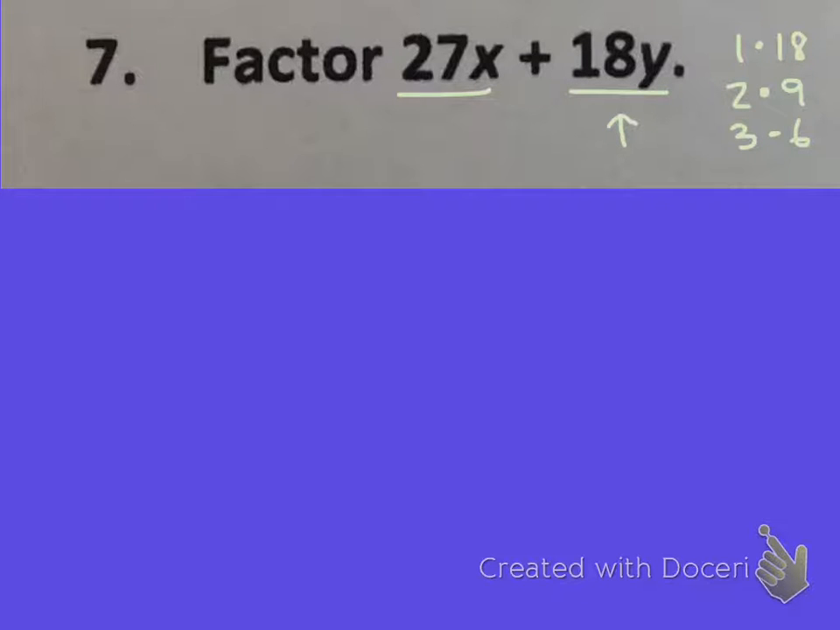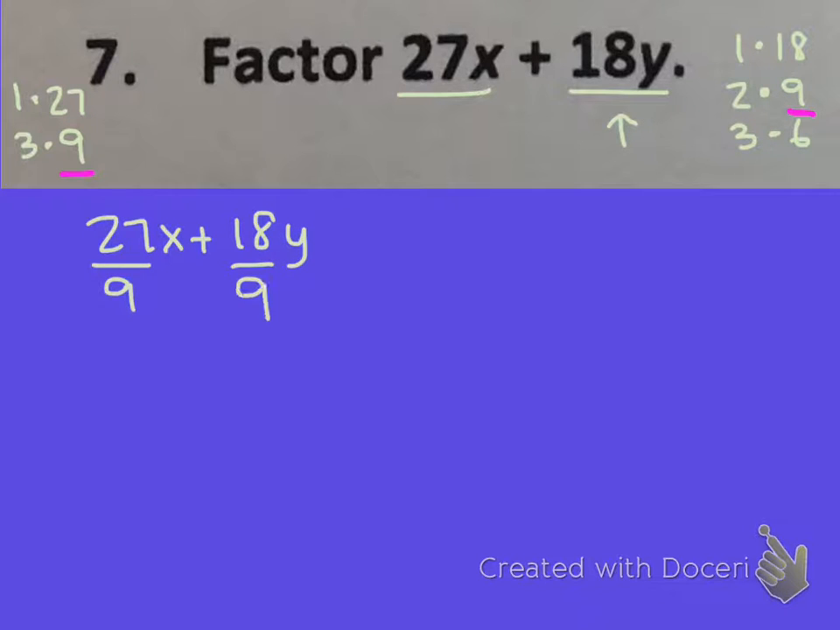So which one of these numbers is the biggest one that also goes into 27? Well, 1 times 27 is 27, and 3 times 9 is 27. So the thing that they both have in common is 9. So I'm going to factor 9. So we'll do this exactly like we did before. We're going to write divided by 9 on each side.